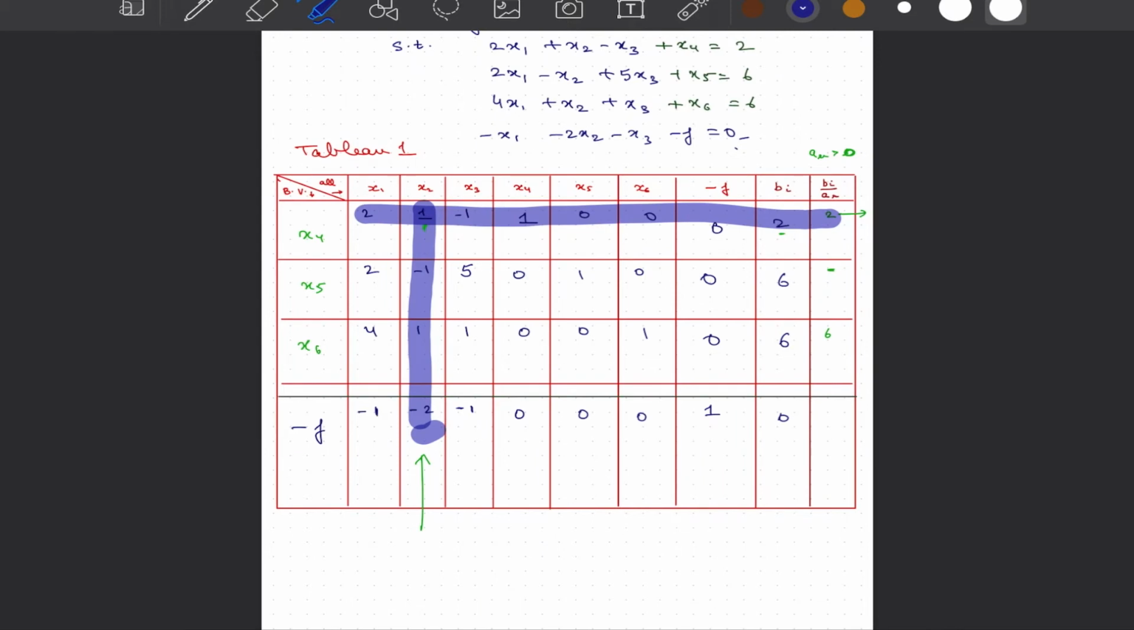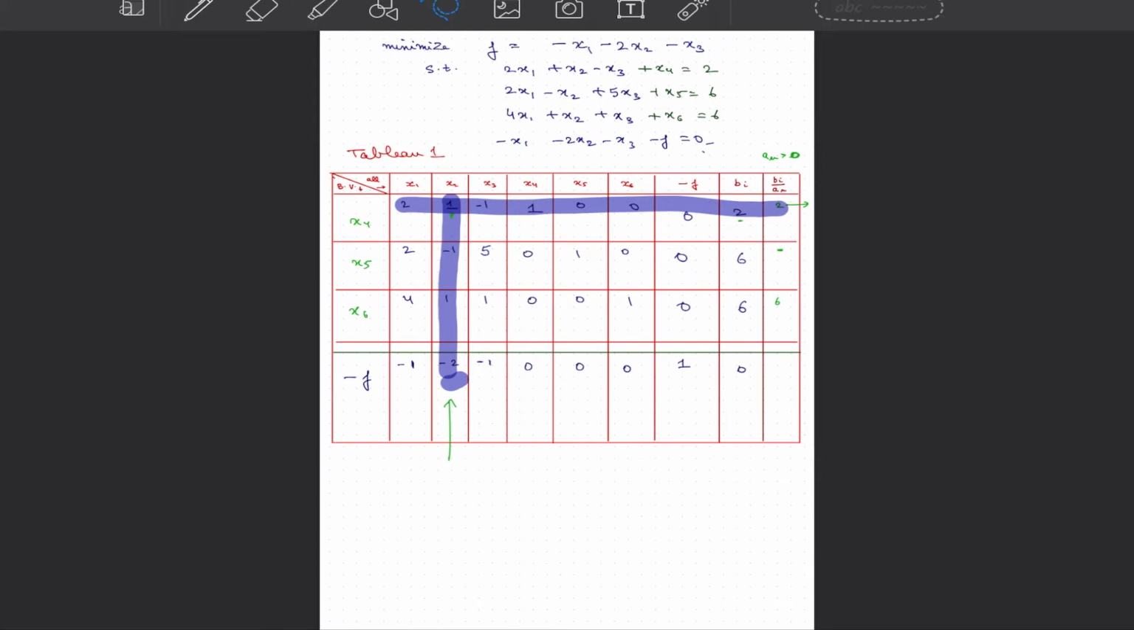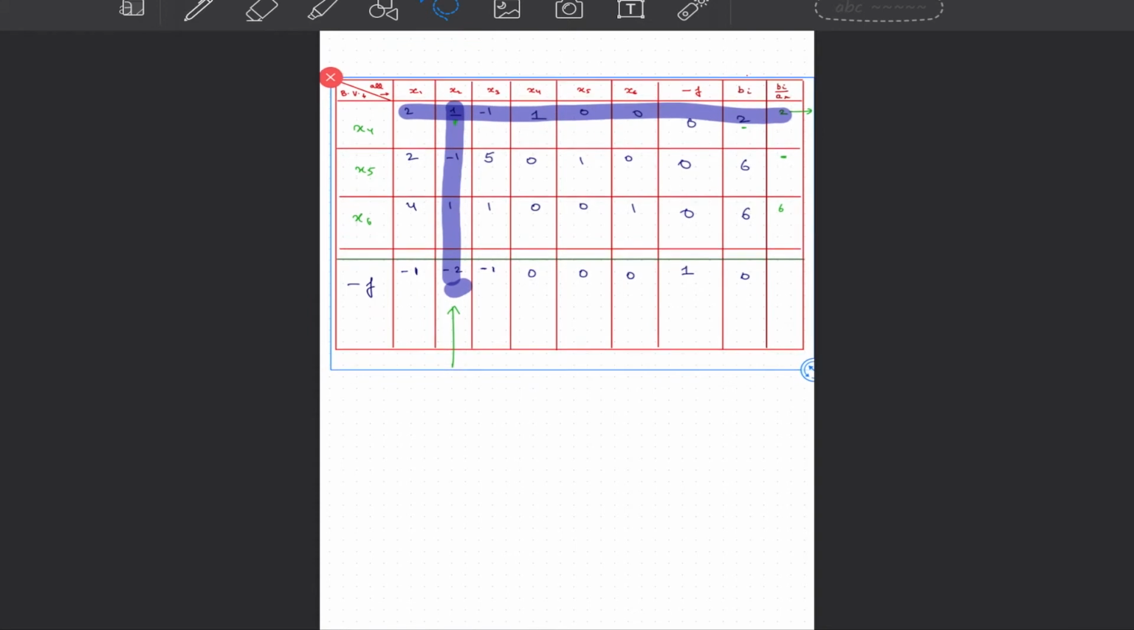Now that we have decided our leaving and entering variables, we will make tableau 2. In tableau 2, we will replace x4 by x2, because x4 has left and is no longer in our basic solution, as we have made it a non-basic variable by forcing it to 0 by introducing x2. So our tableau 2 looks like this: we replace x4 by x2, and now we will do pivoting about x2, because whatever is entering, we should do pivoting about that.